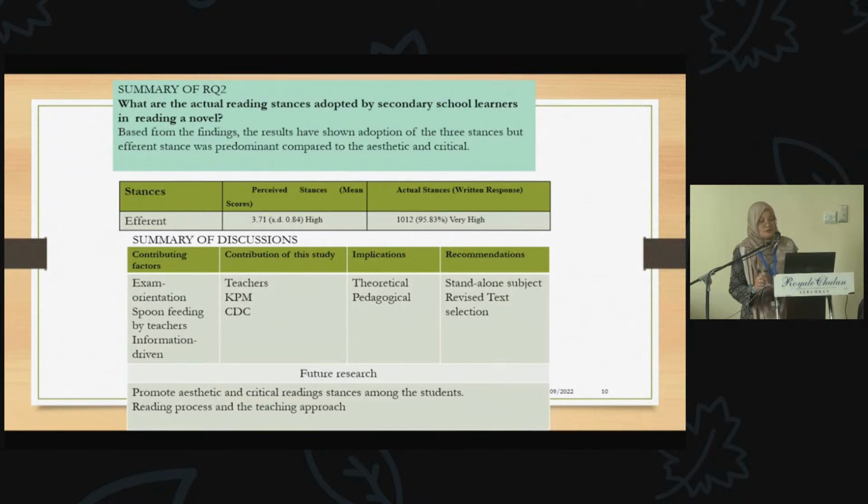Okay, so I would like to end this presentation with a recommendation, if we would like to envision the future of English language learners. Perhaps literature as a stand-alone subject should be considered for students in secondary school after many years of integration. And also perhaps the education authority should revise text selection so that it caters to the reading interest of the learners. With that, I thank you.